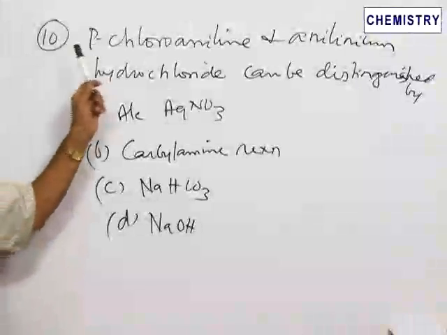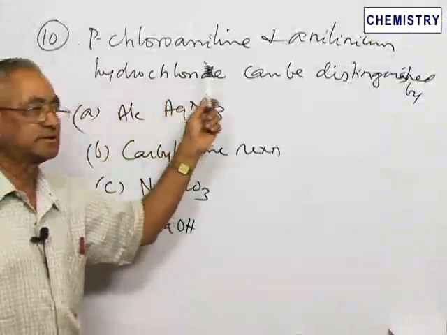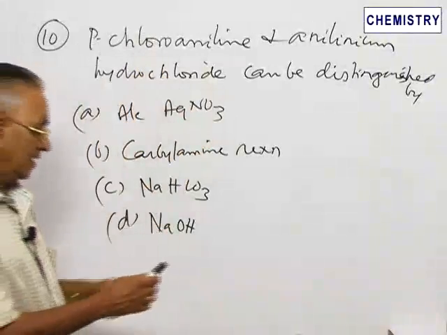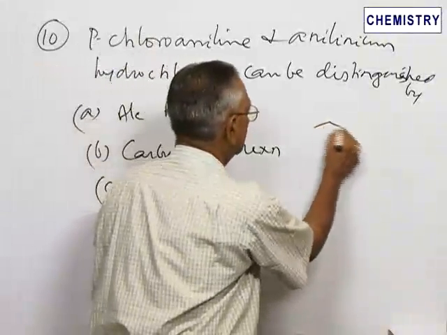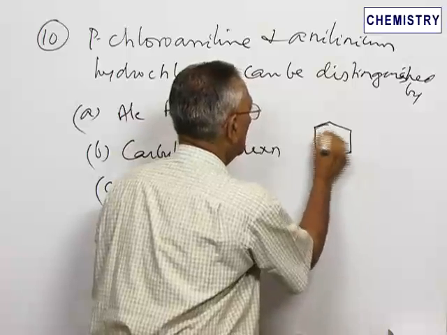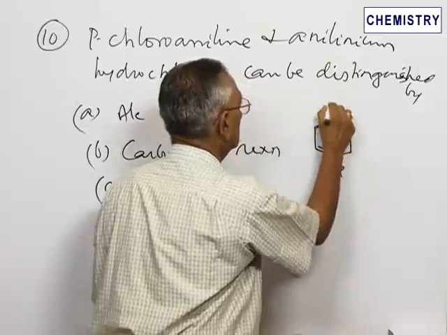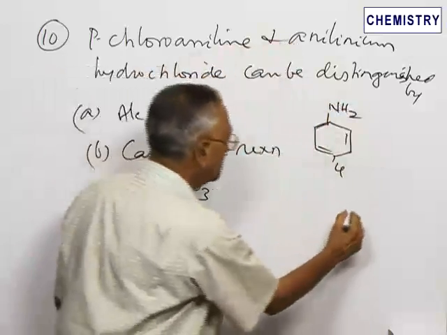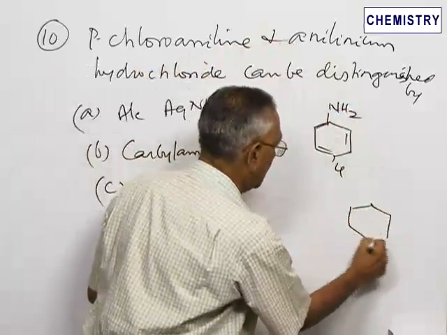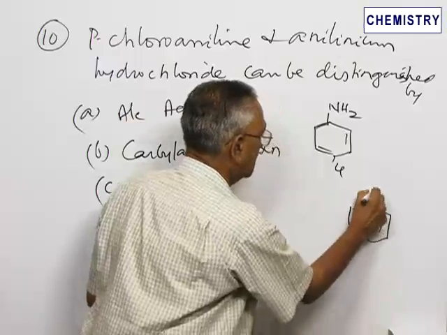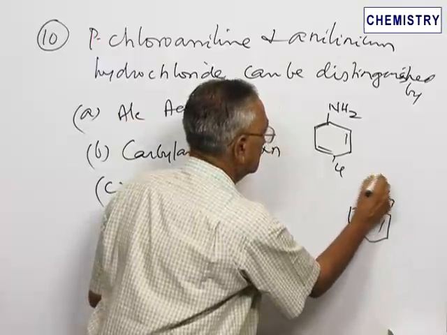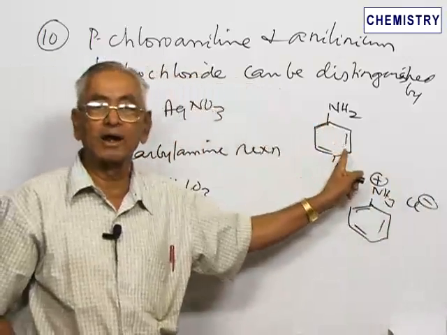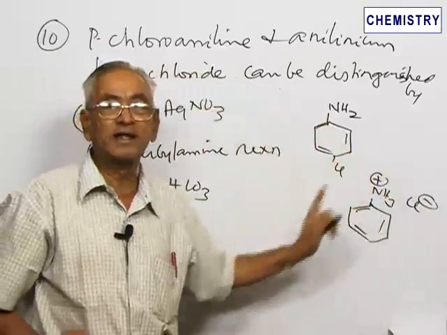We will go to the last question in the multiple choice type of series, namely parachloroaniline. Parachloroaniline is just this, aniline with a chlorine in the para position. This is known as parachloroaniline. Then the other compound is anilinium hydrochloride. Anilinium hydrochloride is aniline on reaction with HCl. This is the anilinium hydrochloride.